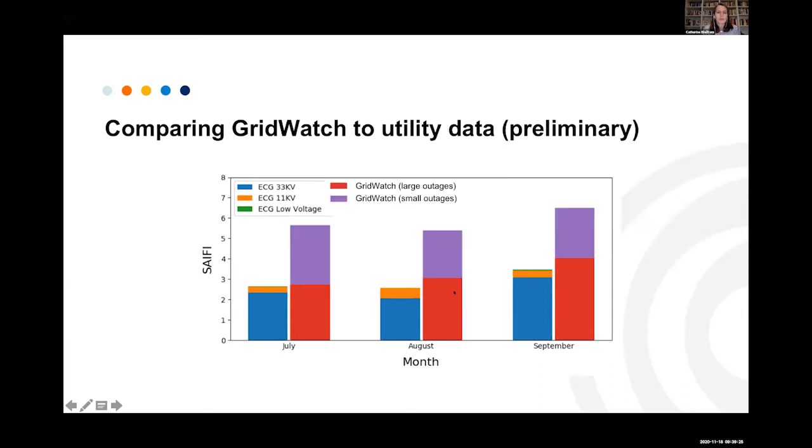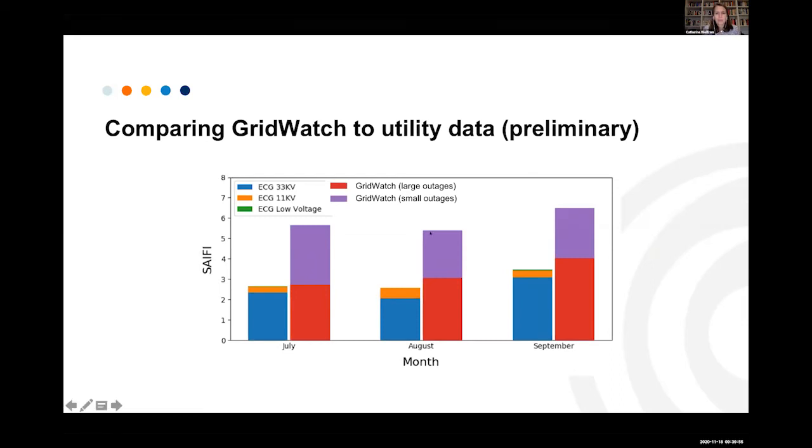But what's really profound is that we see about double in July the number of outages associated with the low voltage distribution network. So these are outages that just aren't captured by the utility data, and as I've emphasized, just cannot be factoring into the utility's decisions about how to deploy its resources. It's just something that the utility does not have visibility into.